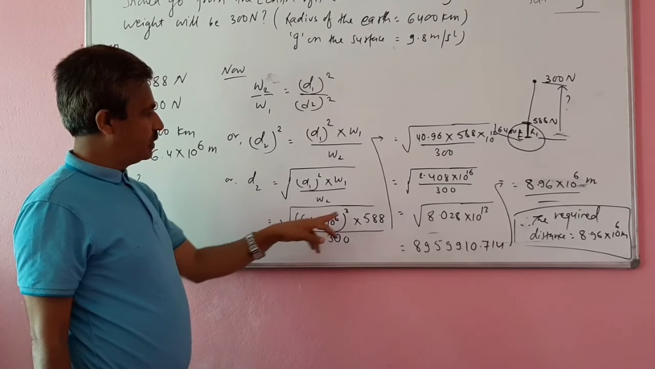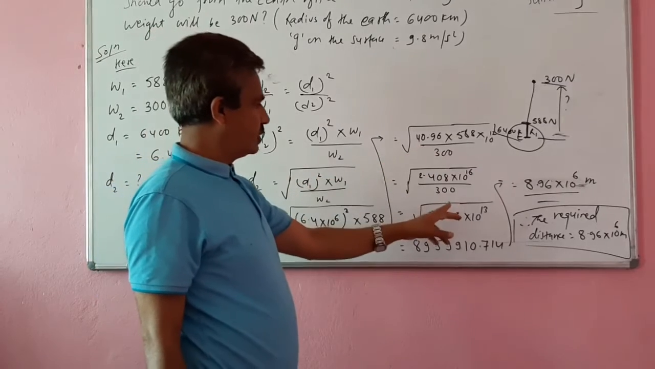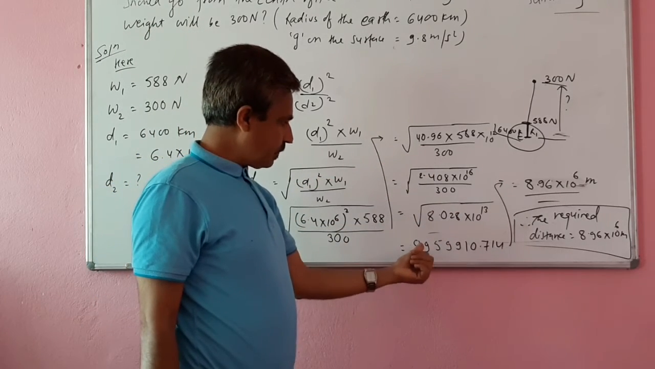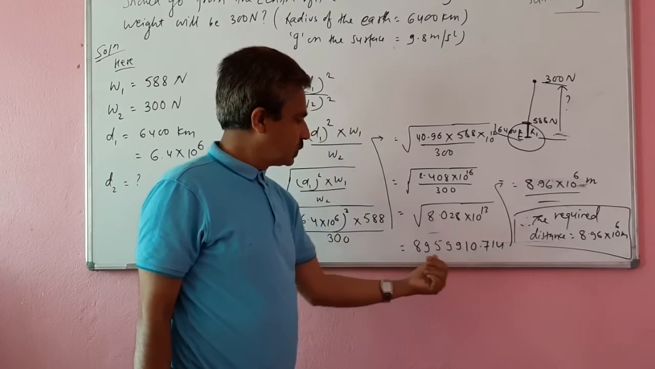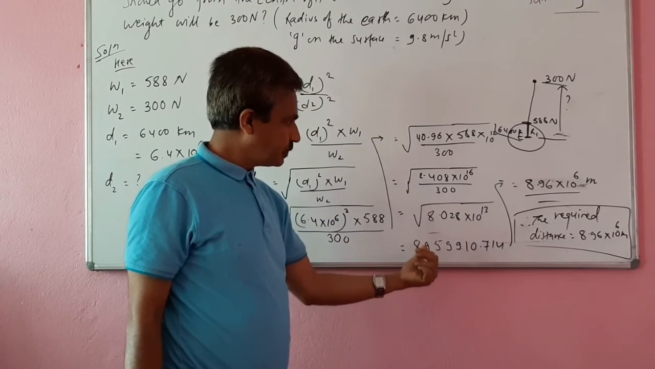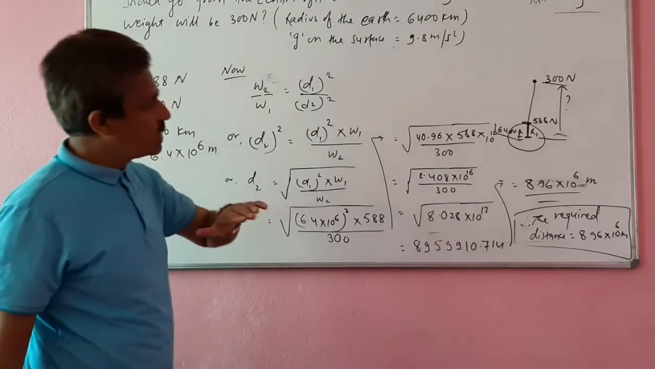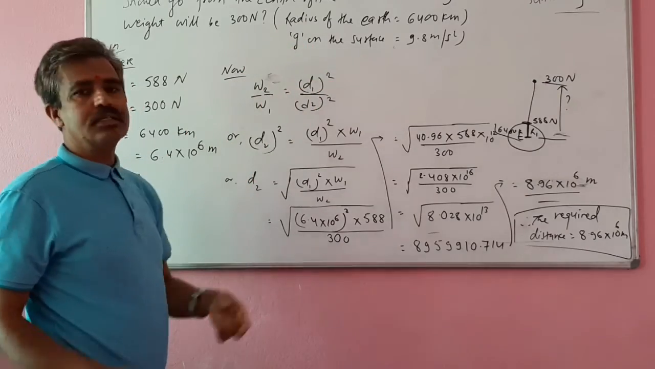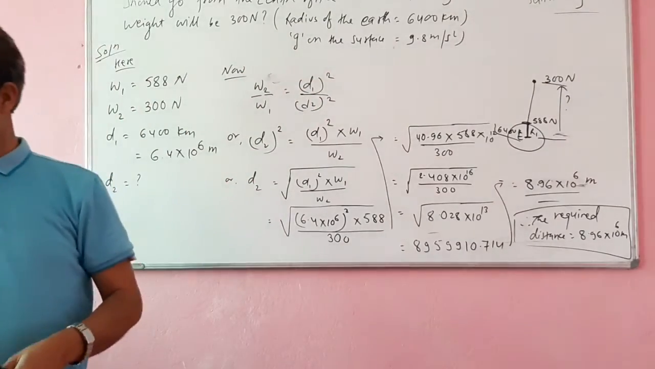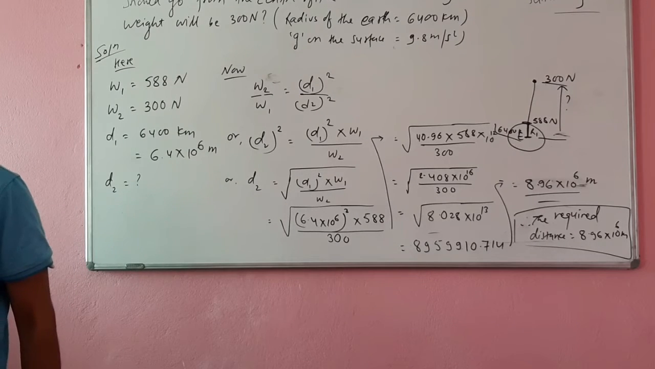Substitute the value of D1, W1, W2. Multiply, divide. It comes 8959910.714. So this can be written as 8.96 meter. So the distance must be longer than the previous one because the weight has decreased. Okay. So please try this sum once again so that you will be more confident.